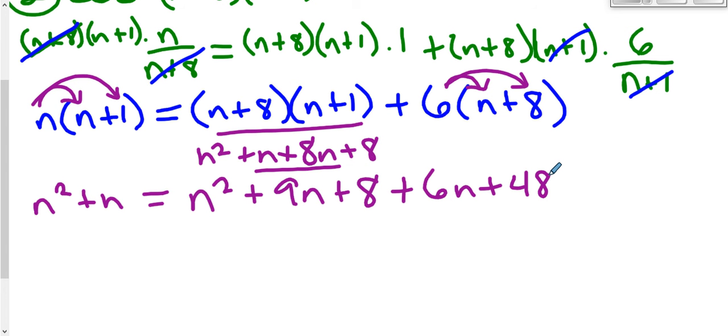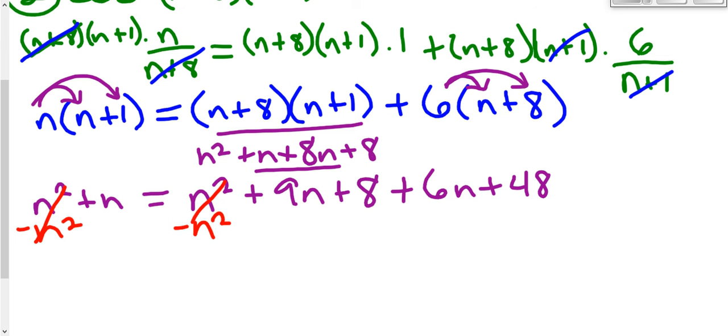Now all we have to do is start simplifying. I'm going to start by trying to move this n squared over here, and something interesting will happen, which is that they will completely cancel, which means my new equation only has n's to the first power, which means I'm not going to have to factor this to get my final answer.